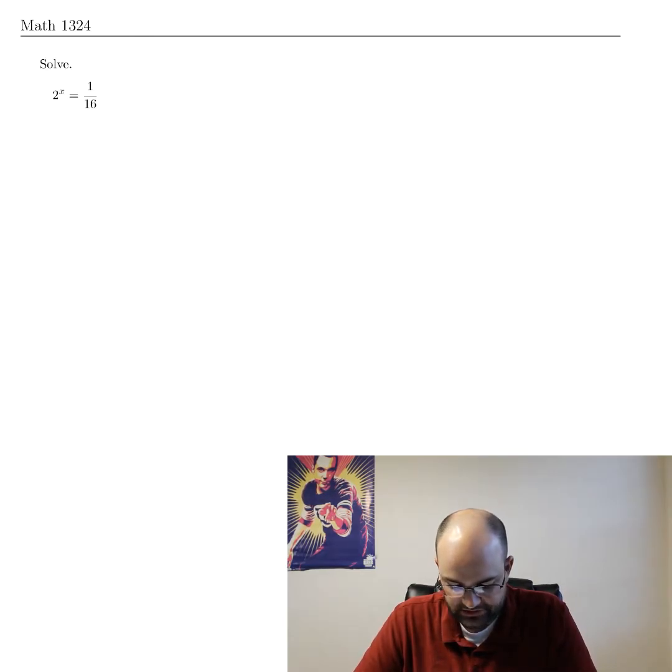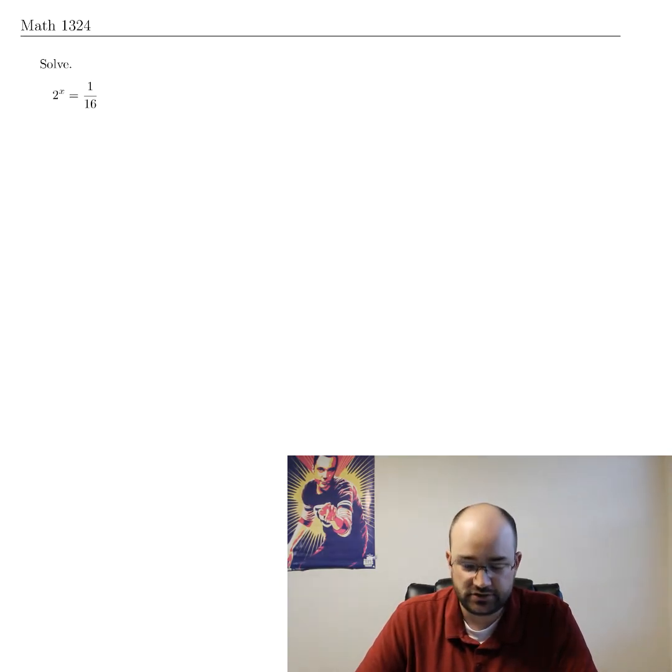In this example, we want to solve 2 to the x equals 1 over 16. Frankly, this is not much different from what we saw before. In Section 5, it will actually be easier to solve this using logarithms, but until we get there, let's solve it using exponentials.